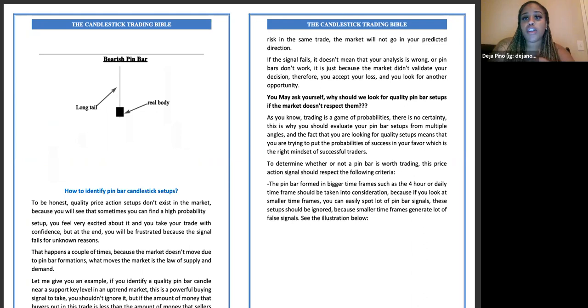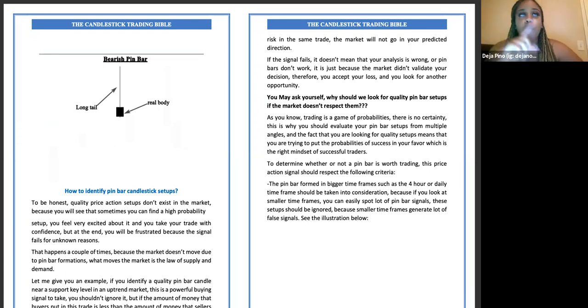Simple. You may ask yourself, why should we look for quality pin bar setups if the market doesn't respect them? Which is a really good question. If you're marking up the charts and you still can't get good entries, people think, oh, candlesticks don't work. So he's basically saying, why should I respect it if it's not 100% guaranteed? Because as you know, trading is a game of probabilities. There's no certainty. This is why you should evaluate your pin bar setups from multiple angles.